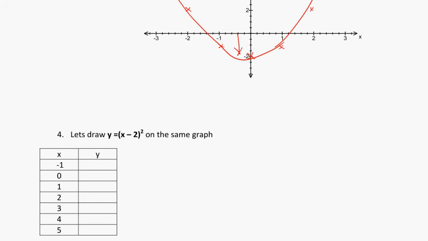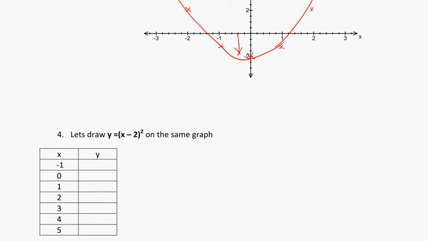Right, let's see what this does. We're going to draw it on the same graph, but we'll do the table of values first. y equals bracket x minus 2 all squared. Now this is going to move it somewhere else. Let's find out what happens.